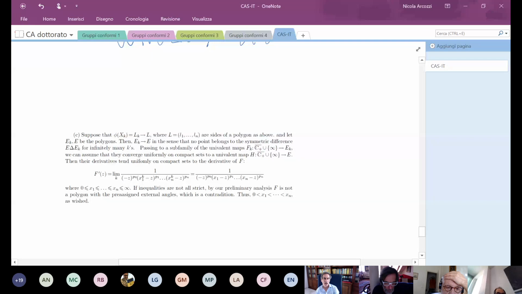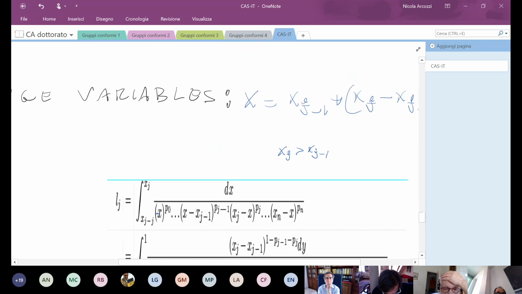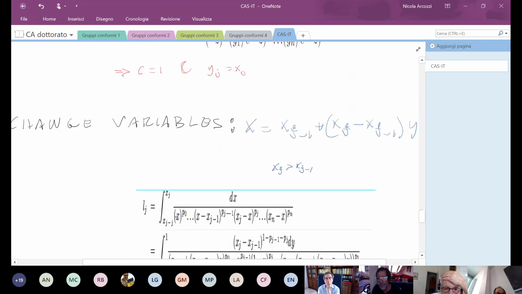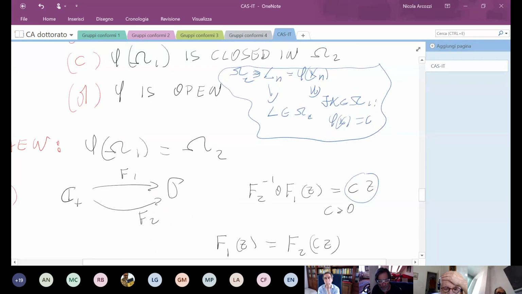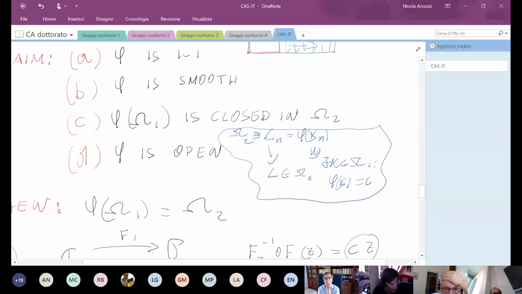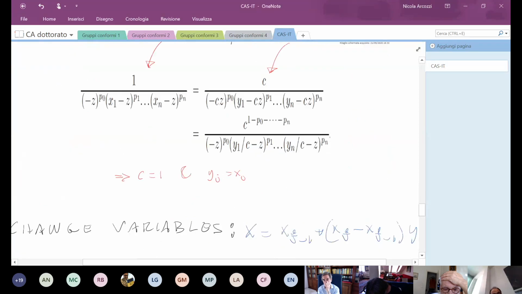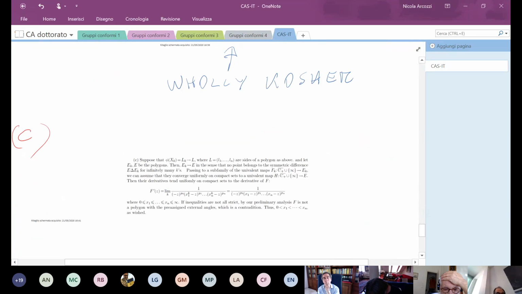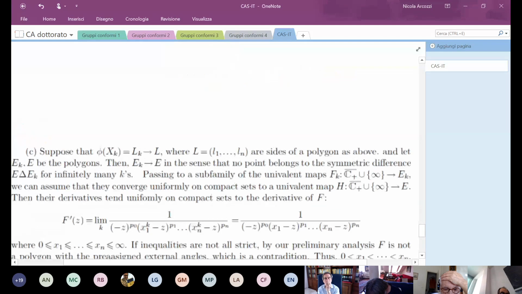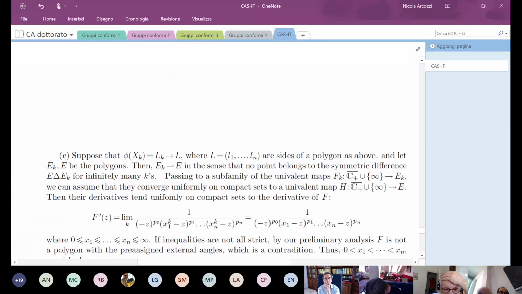So there is the point C. The point C I copied from my notes, also because I didn't have much time. What was the point C? Point C is to show that phi of omega 1 is closed in omega 2. Okay, so what is the basic idea? Basic idea is this one. So let me make some comment and then I write.